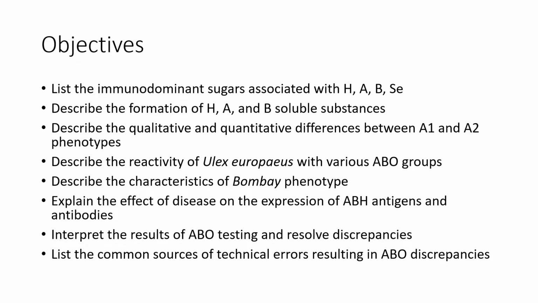Objectives. List the immunodominant sugars associated with H, A, B, and Se. Describe the formation of H, A, and B soluble substances. Describe the qualitative and quantitative differences between A1 and A2 phenotypes. Describe the reactivity of Ulex europaeus with various ABO groups. Describe the characteristics of the Bombay phenotype. Explain the effect of disease on the expression of ABH antigens and antibodies. Interpret the results of ABO testing and resolve discrepancies, and list the common sources of technical errors associated with ABO discrepancies.